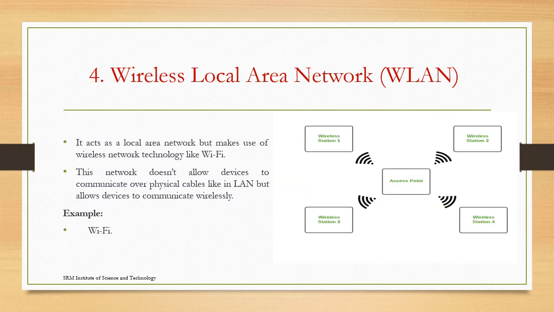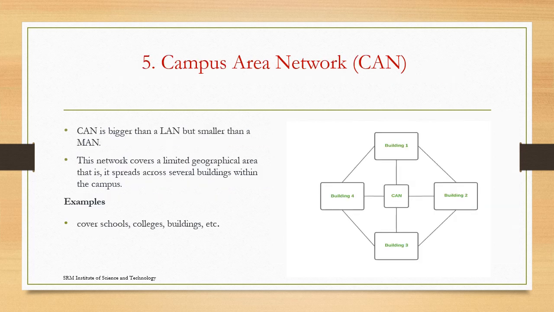And what is the next one? Wireless local area network. Wireless local area means if you want to connect your laptop over some Wi-Fi wireless connection, what will we do? Some access point will be there. That access point we have to connect with our laptop. So wireless station 1, station 2, station 3, station 4 will be there. Then we are connecting them. That is wireless local area network.